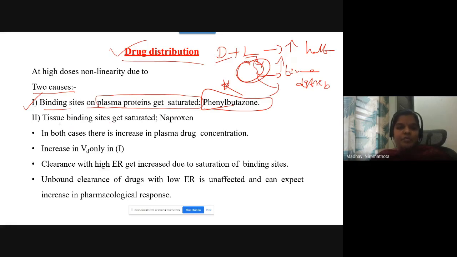And then, what about tissue binding sites getting saturated? In case of naproxen, the tissue binding sites available will get saturated. So these two, the binding sites of plasma proteins and the tissue binding sites, will get saturated. That's why these will show some non-linearity. And in both cases, there is an increase in the plasma drug concentration.